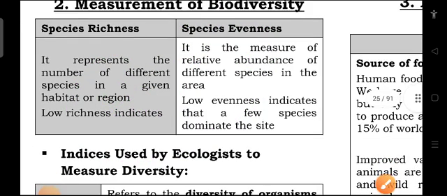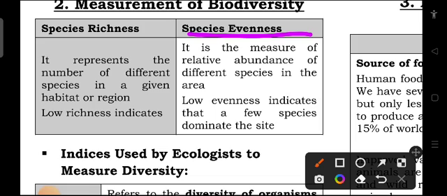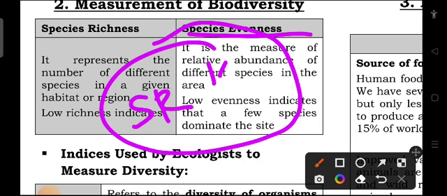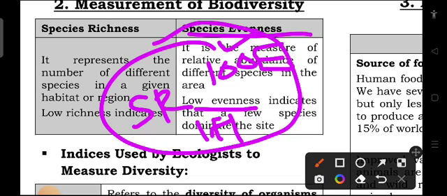Whereas species evenness is a measure of the relative abundance of different species in the area. Low evenness indicates that a few species dominate the site. If we look into the same example, in the first example we saw 5 rabbits, 100 elephants, and 1 human being. Here we have low evenness, so one species dominates, that is elephant. So this is an example of species richness.